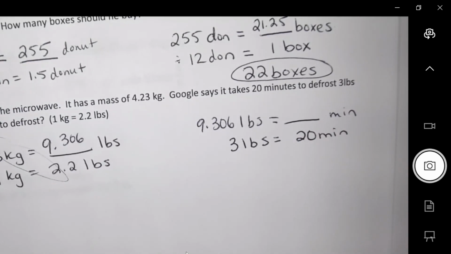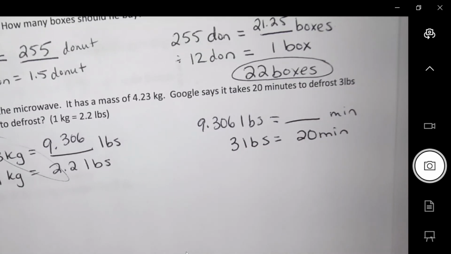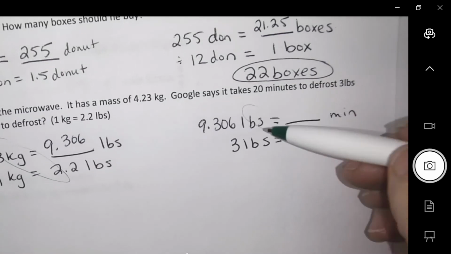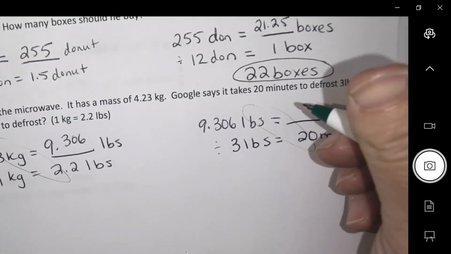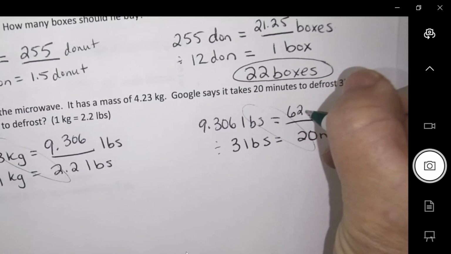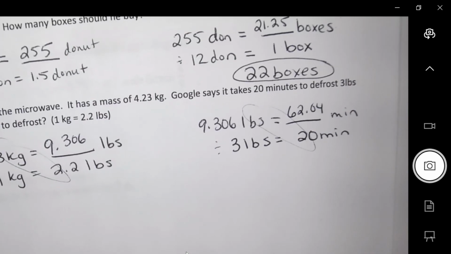Okay, so do you see how when I'm setting up those ratios, I'm lining up, I call it like t-shirts and pants. They always have to be the same. You can't mix and match minutes, pounds. You gotta keep everything lined up. So we're going to see which ones I'm timesing and dividing. So I'm getting just over an hour to defrost this thing.